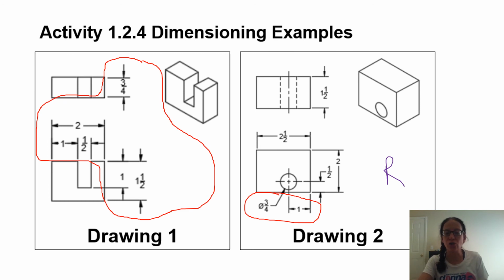Notice that the circle is dimensioned on the view that shows the circle. So you might be tempted to say, well, I could put it on the inside if I dimensioned it up here. But remember, one of our rules is you don't dimension to a hidden line. You can't actually see the hole from the top view. We know it's there, but we can't actually see it. And so you can't dimension it. You have to dimension the diameter from the view that shows where the circle actually is.